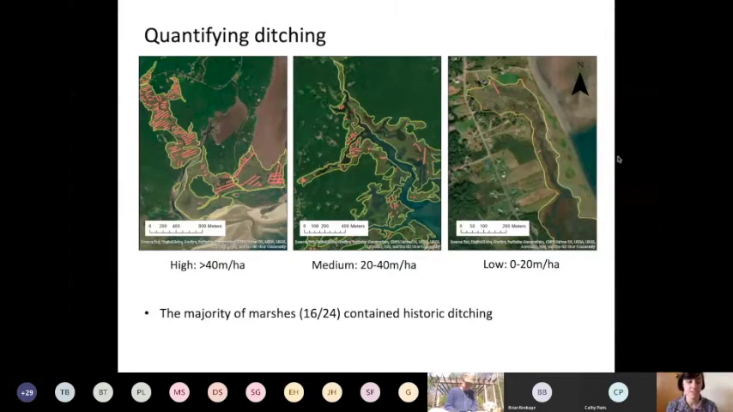I found that most of my marshes had been ditched, 16 out of the 24 sites. And this might seem like a lot, but actually I thought that this was pretty good because studies have shown that in New England, over 90% of our salt marshes have been ditched. So in fact, we're pretty lucky in Maine to have any marshes that were not ditched.